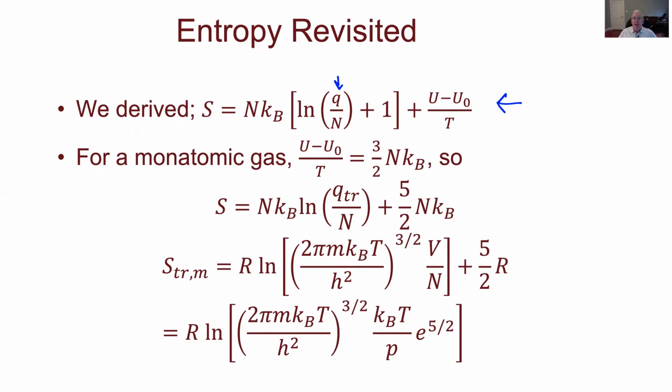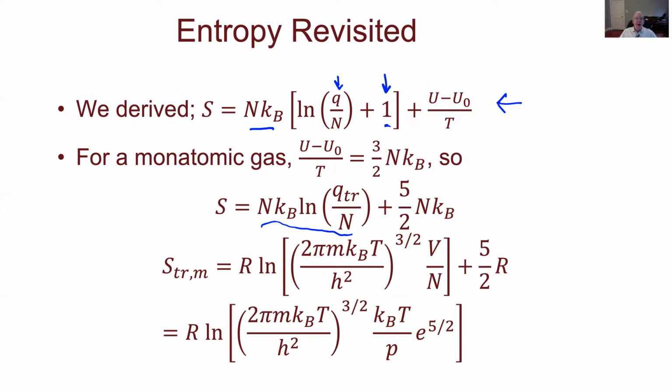And so if I take that and put it in for the U minus U0 term, and then realize that this +1 is also multiplied by Nk out there, I can combine those two pieces. The first piece comes from the Nk out in front on the top times the natural log of Q over N. I changed Q to Q translational here because, since I'm going for a monatomic gas, the translational partition function is the only piece that matters. Then I have 5/2 Nk from the 3/2 Nk for the internal energy plus this 1, which was also times Nk, so that gets me to 5/2.